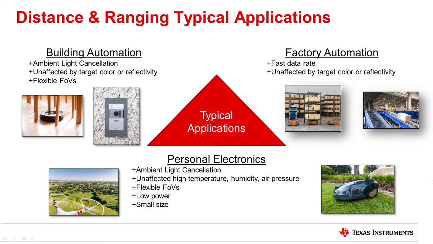Applications under the building automation sector, such as video doorbells and ATM kiosks, are a good fit because of its flexibility with field of view and its ability to work with all target colors and reflectivity. Factory automation applications take advantage of optical time-of-flight's fast data rate, while battery power applications such as drones benefit from the ambient light cancellation and low power.